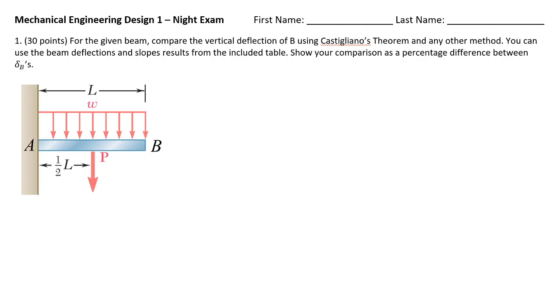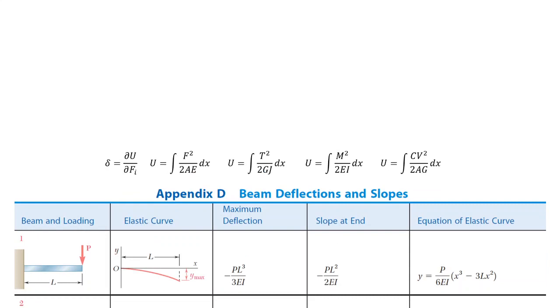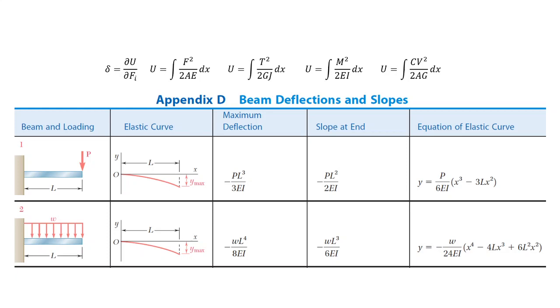So we can use singularity functions, then integrate four times and use the boundary conditions at A and B, or in this case, only A, the slope and the deflection at A. But we can also use the table that I gave you. So you can basically use superposition. And so that's what we're gonna do. We are gonna superpose these two given conditions.